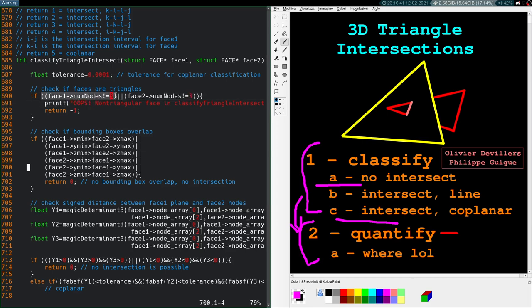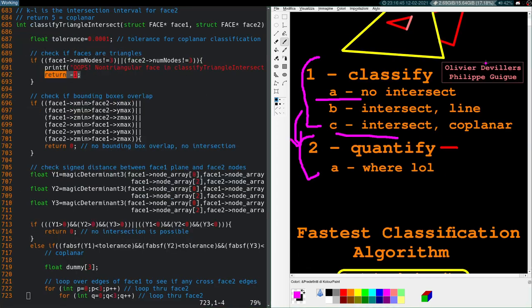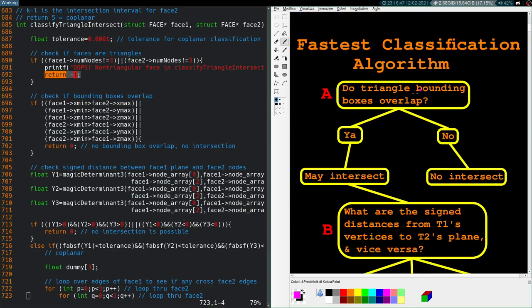If we have more than 3 nodes per triangle, we say that's bogus. Now, the first thing for our algorithm is we check if the bounding boxes overlap. So we're evaluating if the minimum values exceed the maximum values. If they do, then there's no overlap, no intersection, if any of them do.